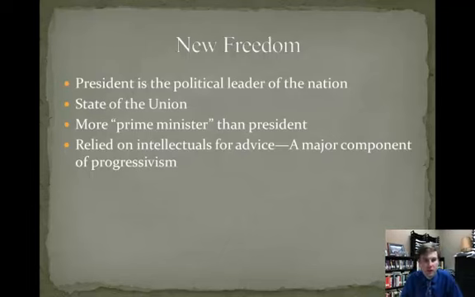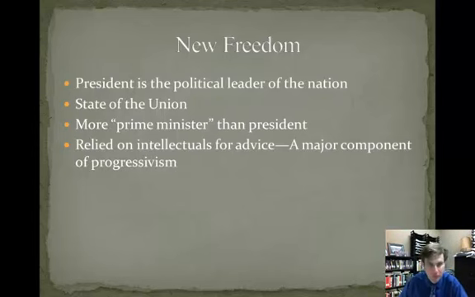So the New Freedom said that the president is the political leader of the nation. Again, there's that term nation being thrown around. He started delivering the State of the Union address in person rather than writing it out and delivering it to the Senate or the House to be read. This is the way it had been done since the Jefferson administration. So Wilson's going back to the practices under the Adams and Washington administrations.